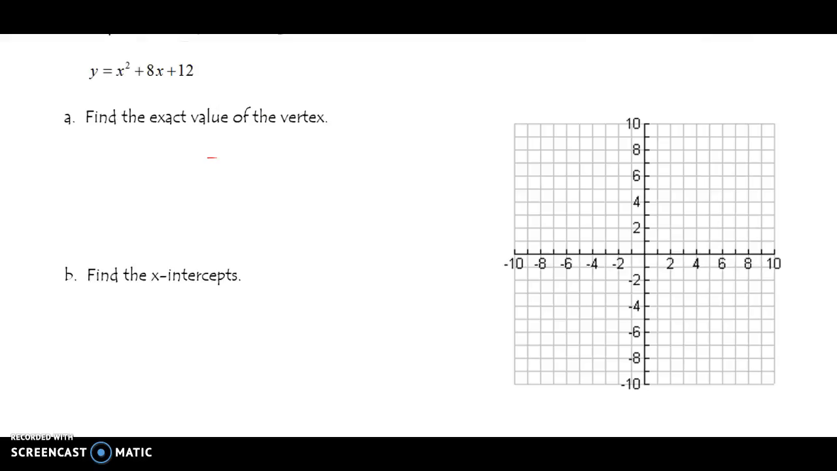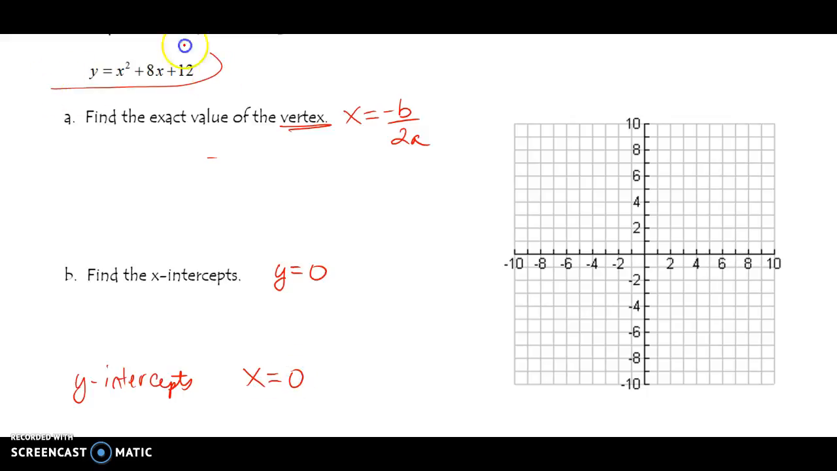Okay, the next example requires us to recall what we learned about graphing parabolas. So we have to remember the vertex formula. We have to remember that x-intercepts are the points when y is 0. And then we can also find y-intercepts. Remember, whenever we find y-intercepts, x is 0.